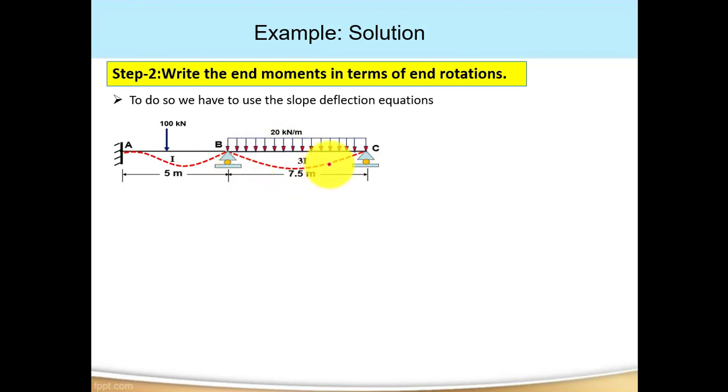Well, for member BC, this is the deflected shape, there is a rotation at point C and at point B. So if you know this, simply theta A, the rotation of A, equals 0. This is important for us.